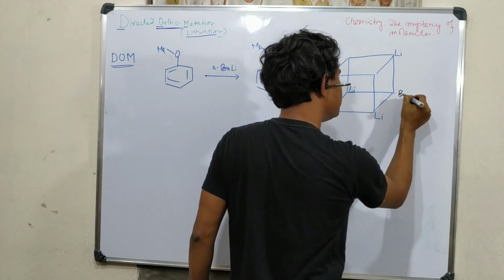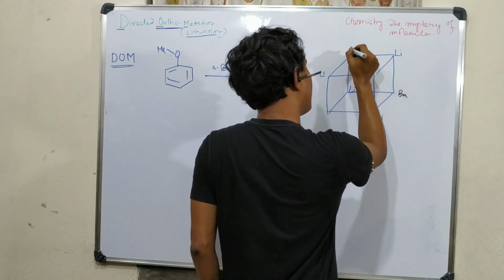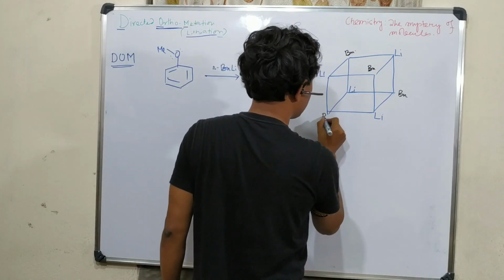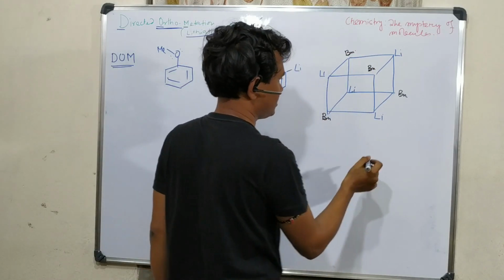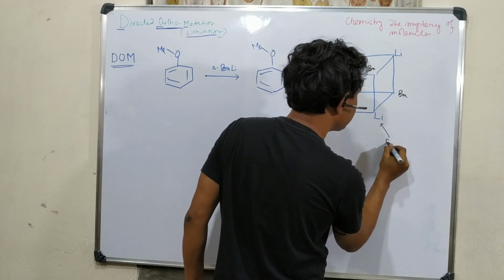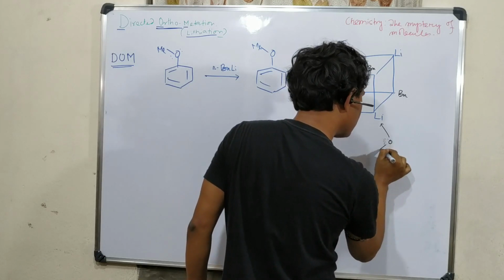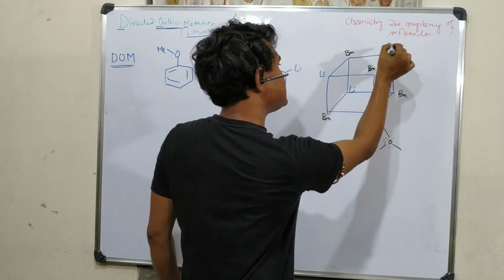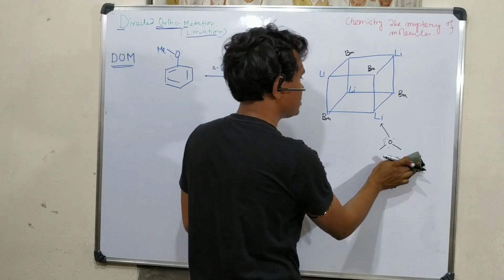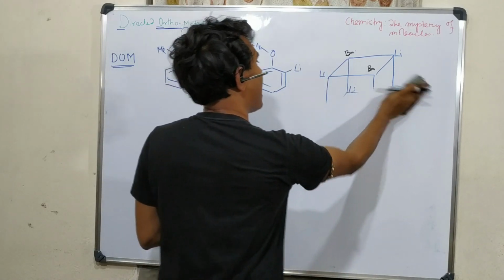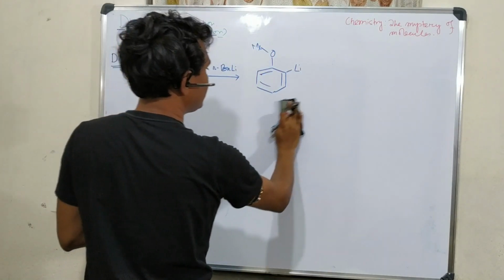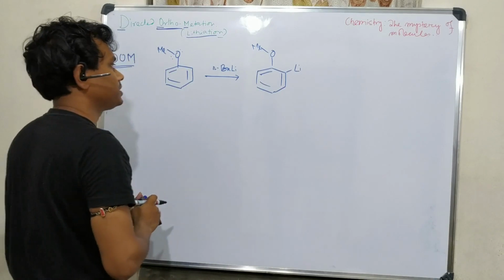For example, Bu. For more understanding, please see my previous video. I just explained: in the presence of ether, ether coordinates to the lithium. Since there are 4 lithium sites, 4 ether coordinations will happen. So exactly this thing is happening here. It forms a tetramer, then it reacts to form this lithium derivative.